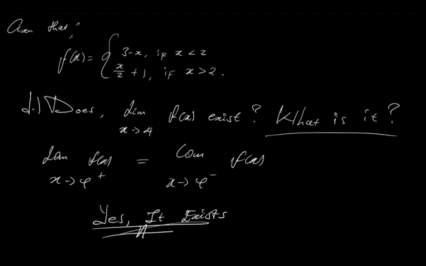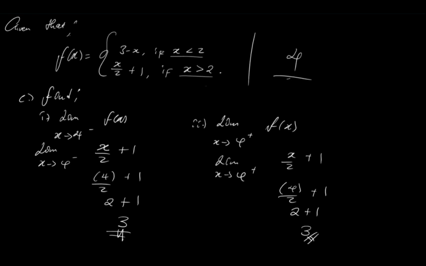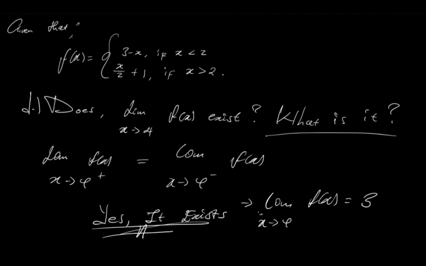But they're saying, what is it? So, the limit, you say this implies that the limit as x approaches 4 of f of x is simply equal to the common value you found, which is what? 3. So you put 3 as your final answer.